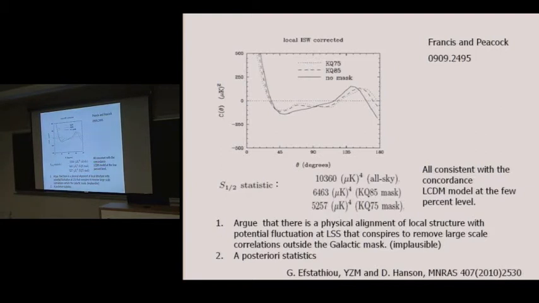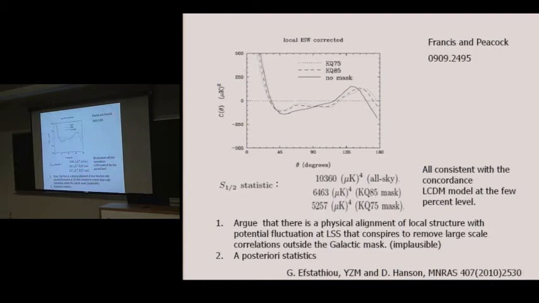No matter whether you have a mask or not, they all show appropriate strength above 60 degrees, and none of them are as flat as 0. And also you can compute the S1/2 number as we saw before. It is an integral of C of theta above 60 degrees. And you see that for the full sky, you get 10,000 microkelvin to the fourth. And even though you apply the mask here, you get 5,000 or 6,000 for these values. So none of them is as low as 1,000. So it means that they're all very consistent with concordant LCDM at a few percent level.